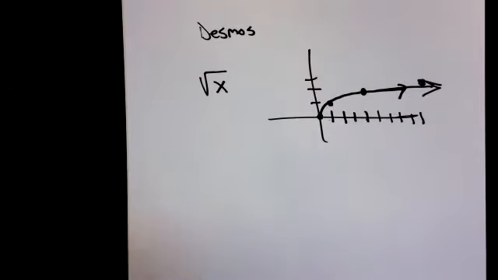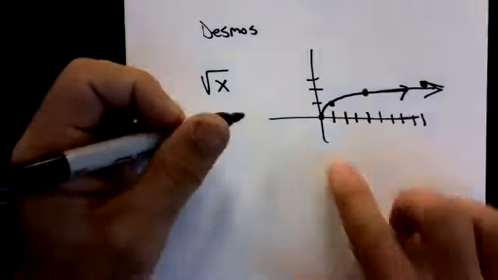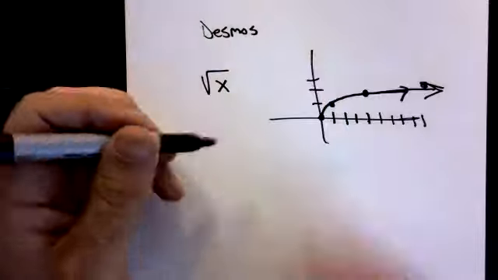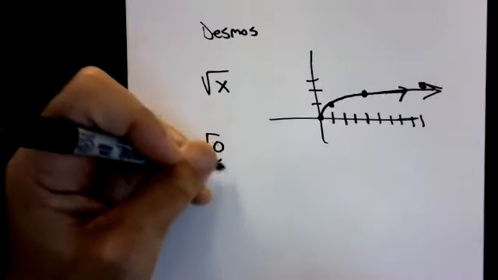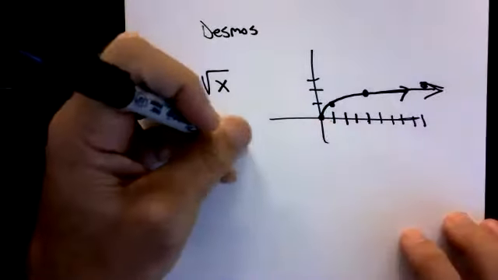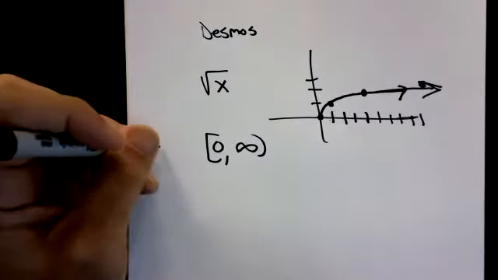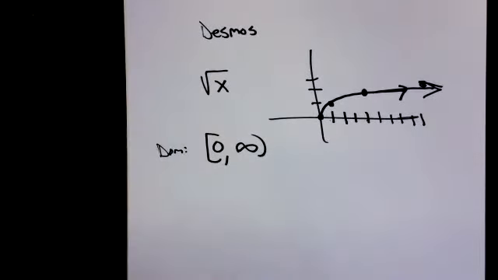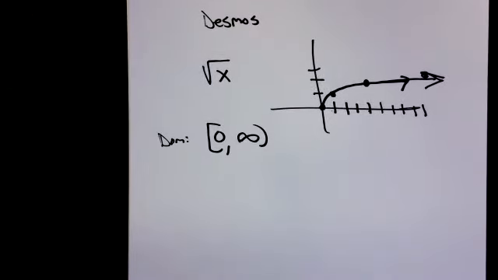Okay, if they ask for the domain of this function, we did graphs of domains, so we never go left of 0, but we go forever right. So then your domain would be from 0 to infinity.